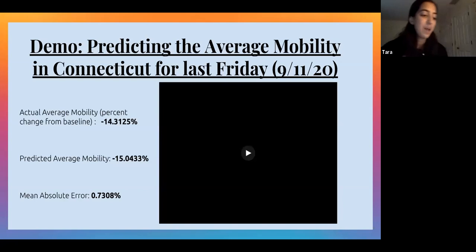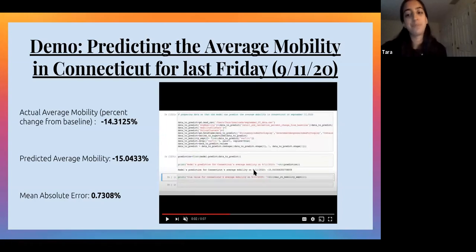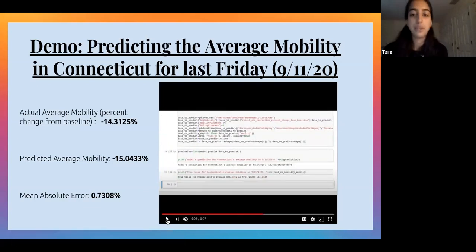And then lastly, I brought in some new data to see how well the model could predict it, because when training my model before, I only used data up to the last day of August. So here I used my neural network to predict the average mobility in Connecticut, where I live, for last Friday. And I'll show that. So for last Friday, the model predicted that Connecticut's average mobility would be about 15% below the baseline. And the true value for that average mobility is about 14.3% below the baseline. So the error or the loss for this prediction was about 0.7 or 0.73%.